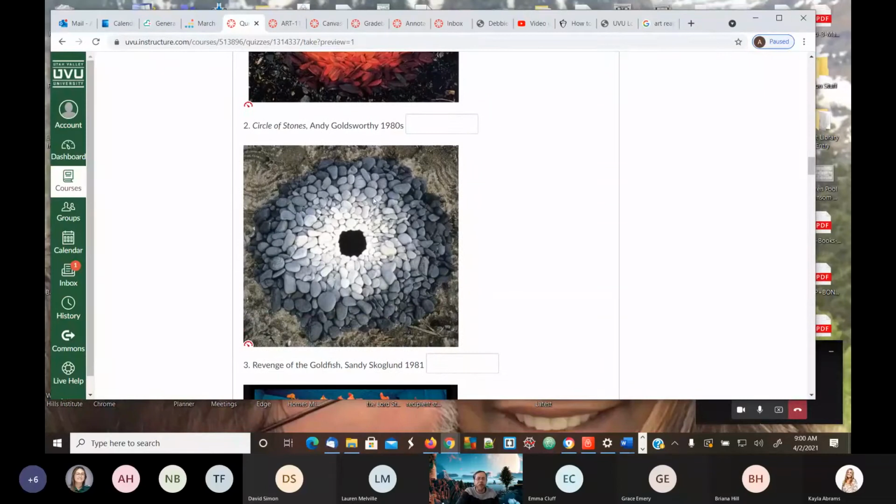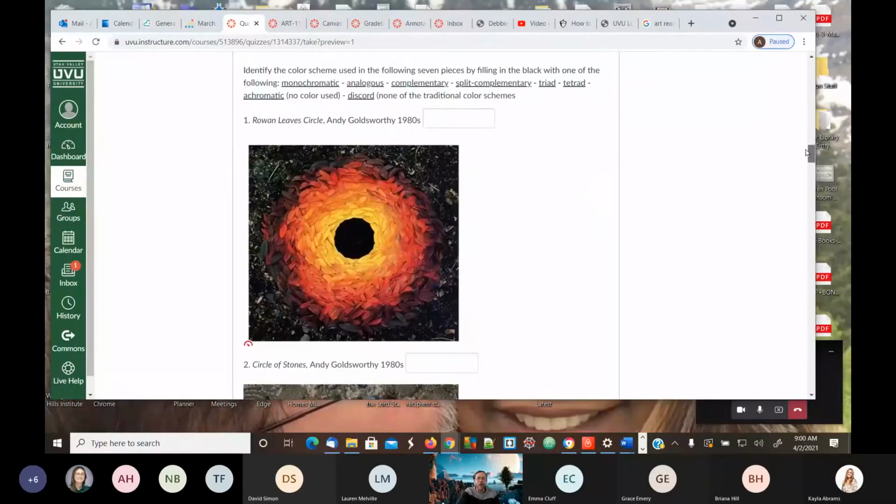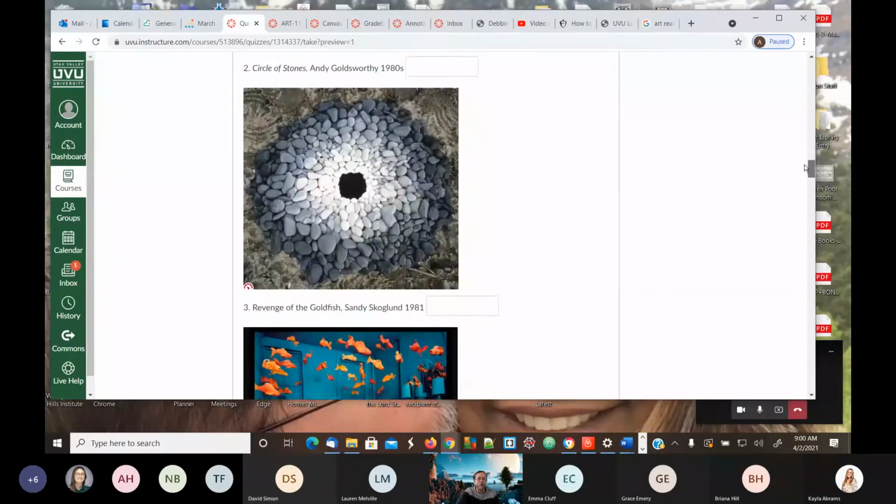Now, circle of stones. What do you think this is? We go back up to those different options. Let's see, we already used analogous. Is that one going to be complementary, split complementary, triad, tetrad, or achromatic? Or discord? Achromatic? Yeah. I mean, they're all different shades of gray, aren't they? Now, gray can pick up colors, but I think we're talking about achromatic right there.